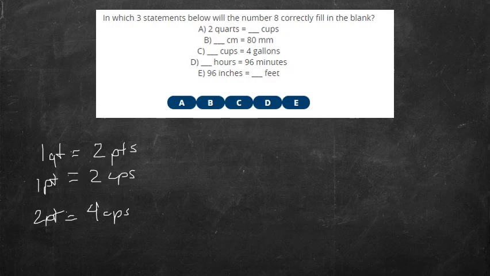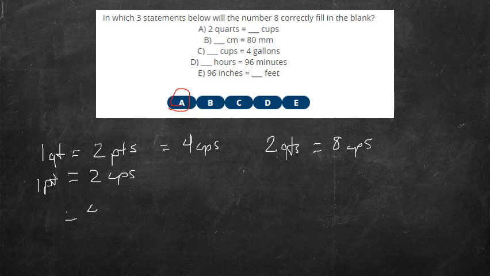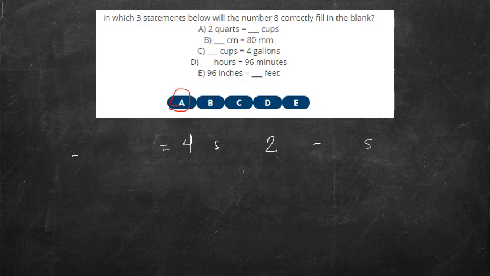And if 1 quart is 2 pints, 1 quart must be 4 cups. Now, I'm trying to find 8. I don't want 4. So does 2 quarts equal 4 cups? Well, let's multiply 4 times 2. So if 1 quart is 4 cups, 2 quarts must be 8 cups. So then A would be one of our correct answers. Okay. Let's erase some of this, get it out of the way so we can move on.